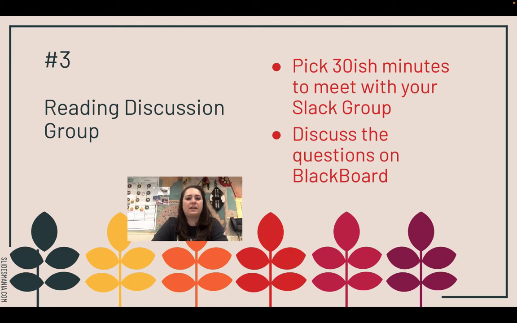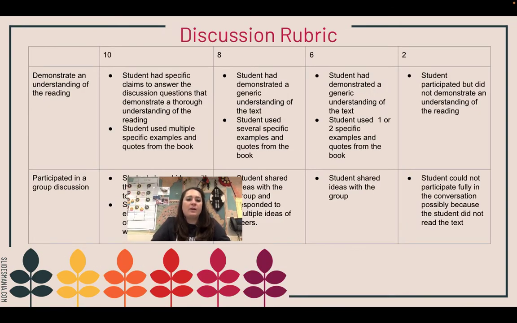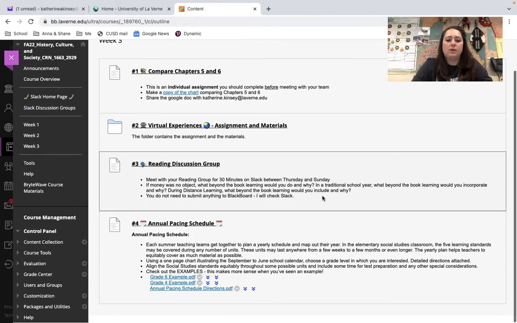The third assignment is your reading discussion group. You're going to find around 30-ish minutes to meet with your Slack group. The questions are posted on Blackboard. Remember that you are graded on both participation and on whether your discussion in your group demonstrates that you have done the reading. Here are the questions. This is a fun one, I think. If money was no object, what beyond the book learning would you do? Usually we are completely restricted by money, so that's what you're going to discuss with your group. This week's probably won't take 30 minutes. Just make sure everyone's had a chance to participate in your Slack group.